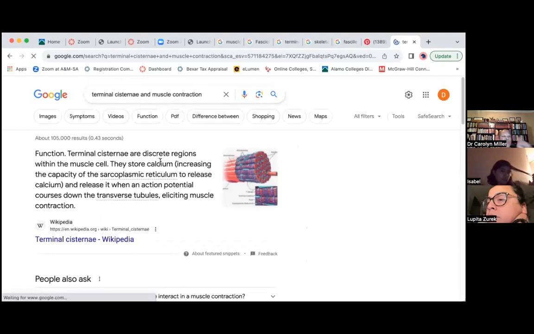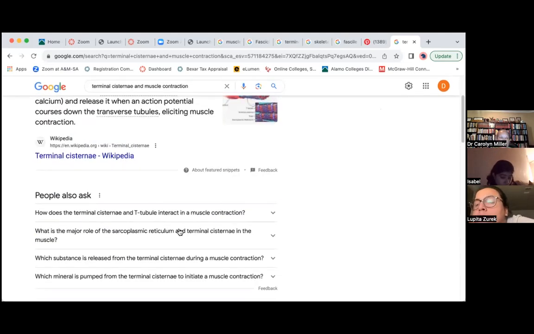Quizlet, it was there. The terminal cisterns store the calcium. And here's the operative word, release it. And this is saying when an action potential courses down, release it when contraction occurs. So the terminal cisterns store the calcium. If that muscle is contracting, the calcium is not in the terminal cisterns or the sarcoplasmic reticulum. It has been released so it can bind to the troponin, resulting in a change in shape and rotating the tropomyosin out of the way. So how does the terminal and the T-tubule interact in a muscle contraction?